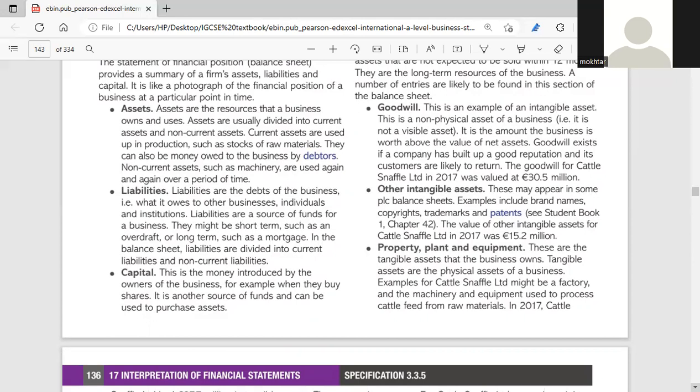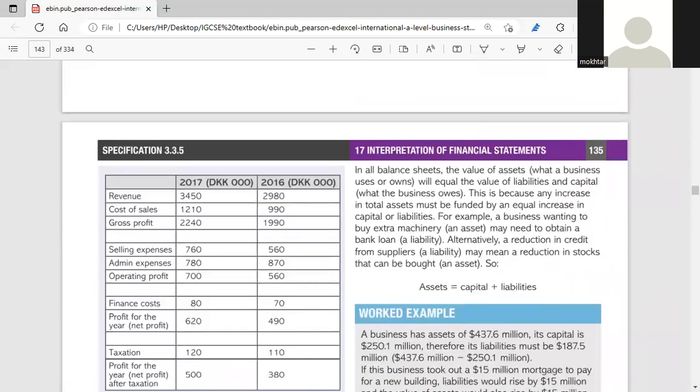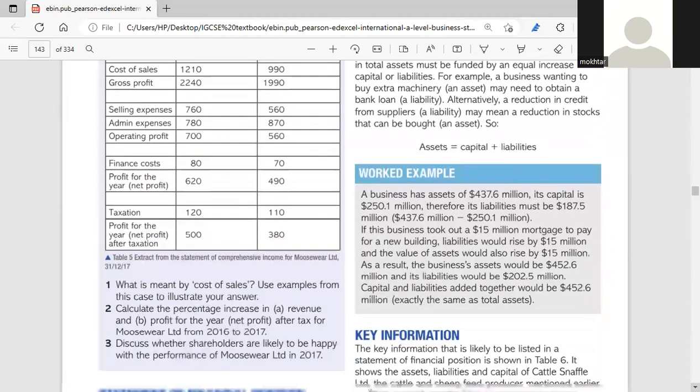And for capital, capital simply means the amount of money invested or introduced by the owner of the business to the business. So we have some calculations there, but before we go there, how do we calculate asset? Asset is capital plus liabilities. Put that in your mind. Asset is capital plus liabilities.